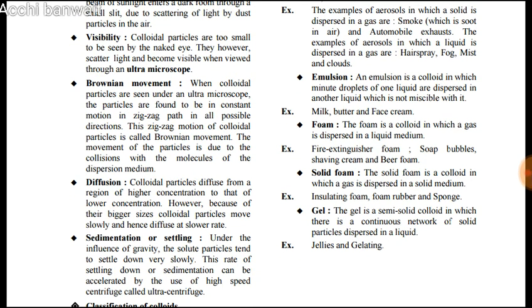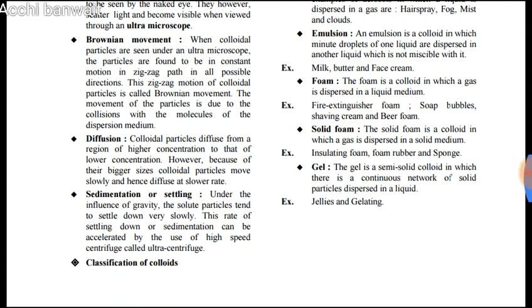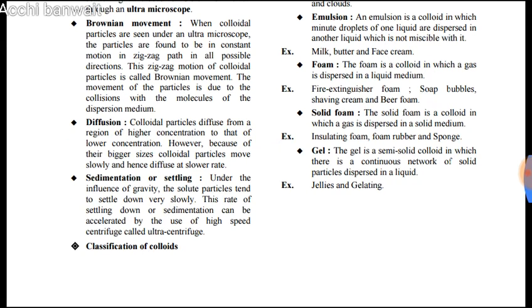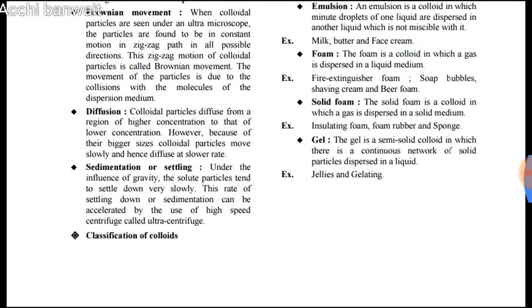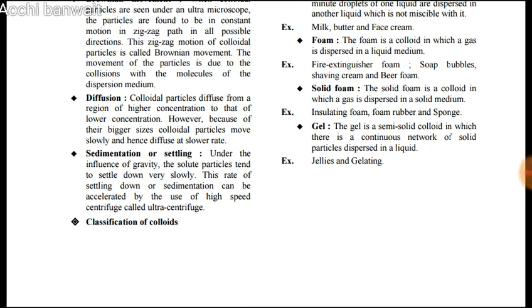Solid foam. Solid foam is a colloid in which a gas is dispersed in a solid medium. Examples: insulating foam, rubber, sponge. Next, gel. A gel is a semi-solid colloid in which there is a continuous network of solid particles dispersed in a liquid. Examples: jellies and gelatin.